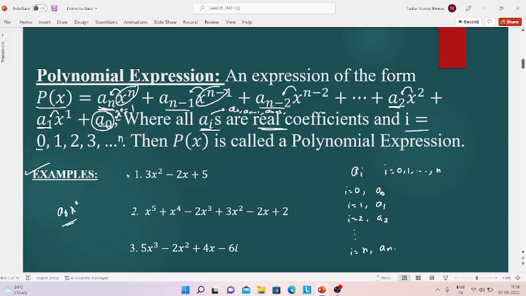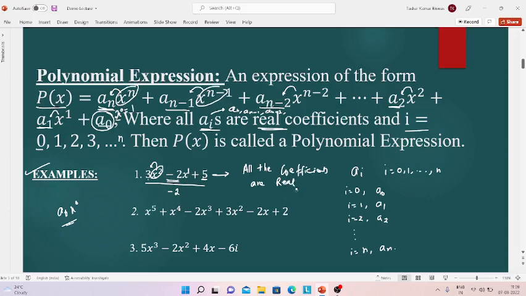So let me discuss some very important examples related to the polynomial expression. Here you can see this is an expression, so there is no issue, right? First of all, the part which is multiplied with x squared is 3, and definitely 3 is real. The part multiplied with x is minus 2. We can write x as x to the power 1, so minus 2 is also real. 5, the constant part, is also real. So here all the coefficients are real, right?